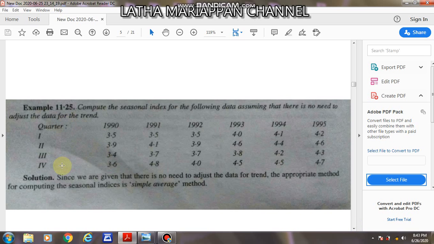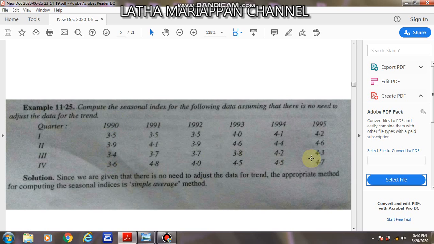So they gave 4 quarters: quarter 1, quarter 2, 3, 4. And the years 1990, 91, 92, 93, 94, 95. Here they gave data like 3.5. They didn't say whether it is sales or production. They simply gave data like 3.1. So for 1990, they divided it into 4 quarters and gave the data.